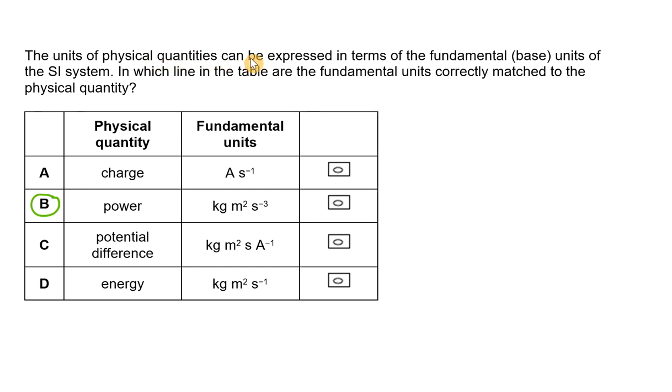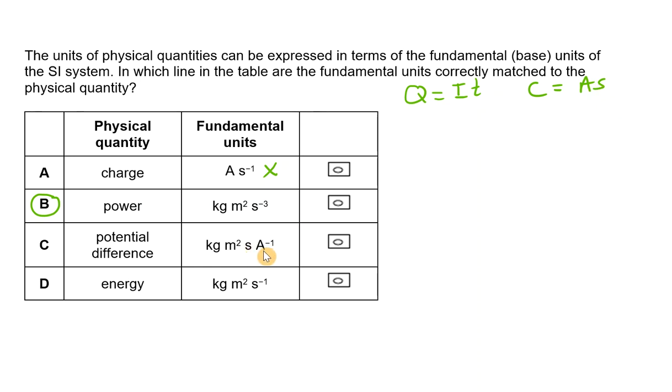The units of physical quantities can be expressed in terms of their fundamental base units of the SI system. In which line in the table are the fundamental units correctly matched to the physical quantity? So let's quickly go through these. Charge is equal to current times time. So that means a coulomb is equal to an amp second. No, because that's an amp per second, not an amp second.